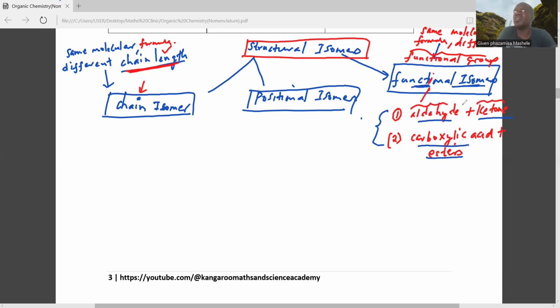If they say write down the functional isomer of an aldehyde, it means they need a ketone. If they say write down a functional isomer of a carboxylic acid, it means they need an ester. Guys, this is very important. You need to be able to know this.